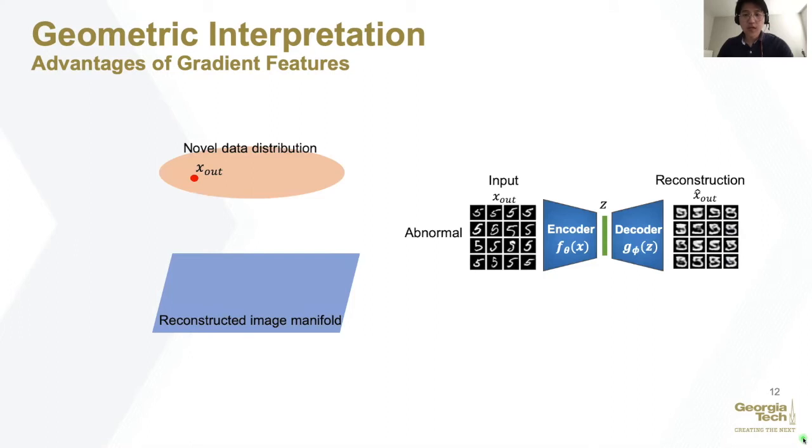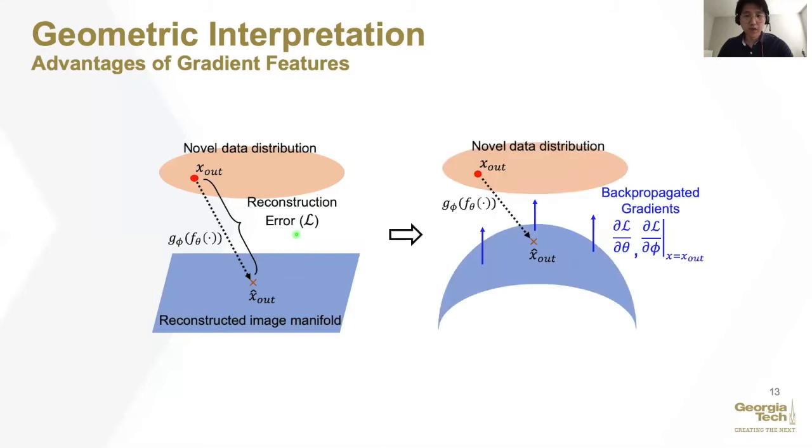Now, when a novel image X out sampled from the novel data distribution is given to the network, it will be poorly reconstructed since the novel data has not been utilized for training. The distance between X out and its reconstruction X hat out is formulated as reconstruction error. When the reconstruction error is backpropagated, the gradients with respect to weights are calculated. These gradients represent required changes in the reconstructed image manifold to incorporate the novel image. In other words, these gradients characterize the orthogonal variation of the novel data distribution with respect to the reconstructed image manifold.